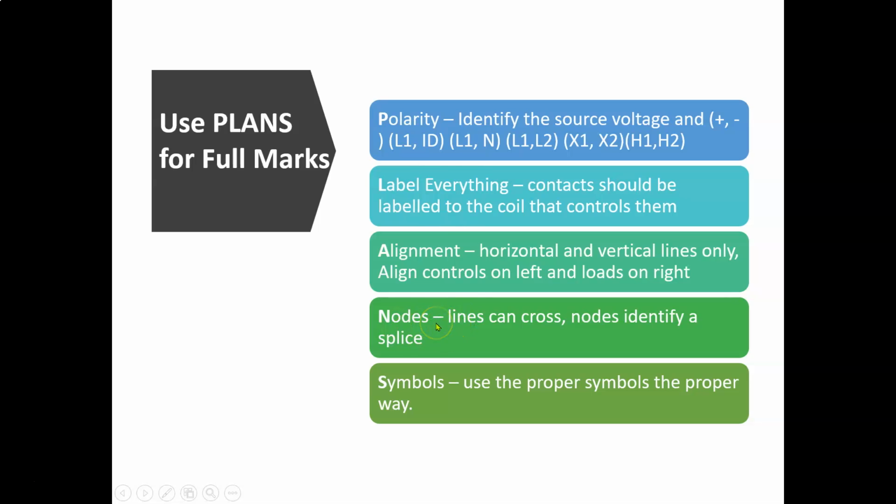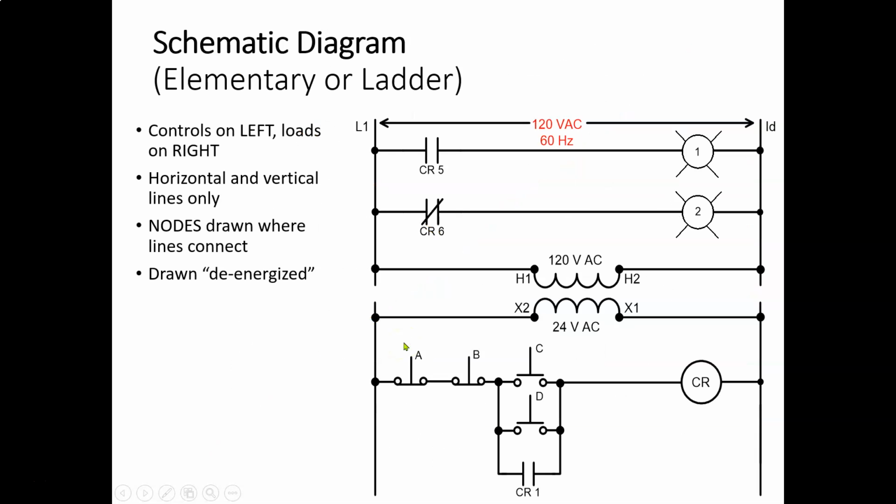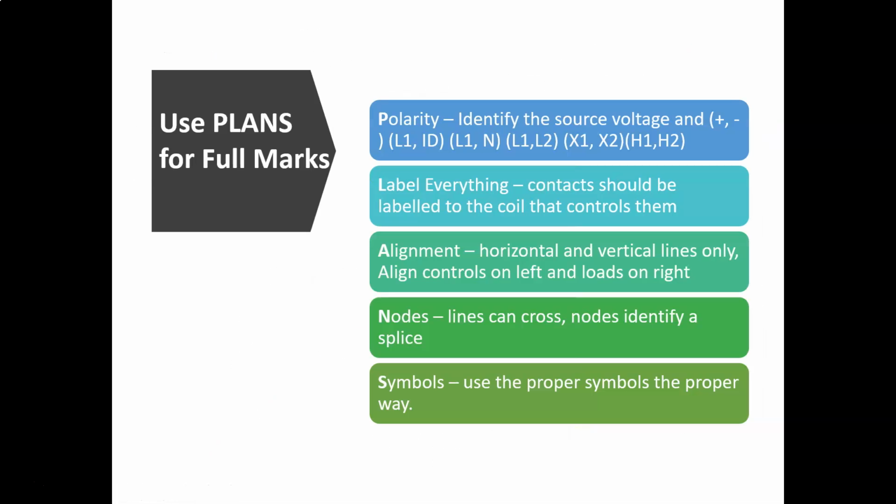N is for nodes. A node is a splice point, a connection between your wires. So if the lines just cross, which is okay, that means they're not spliced together. They're just laying on top of each other. There's no connection. Your nodes identify a splice point. I think we have an example of that in here, but you could have just a wire crossing over another wire. If there's no node, that means there's no splice. They're not electrically connected at all.